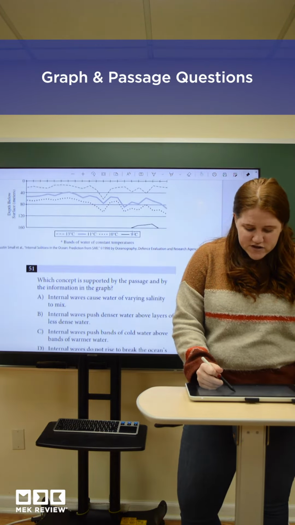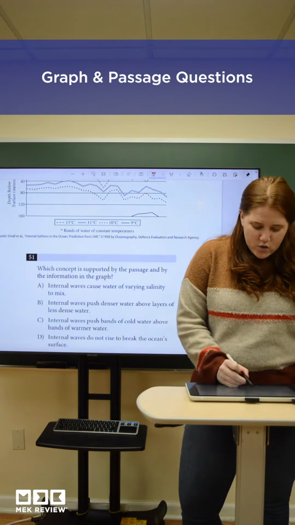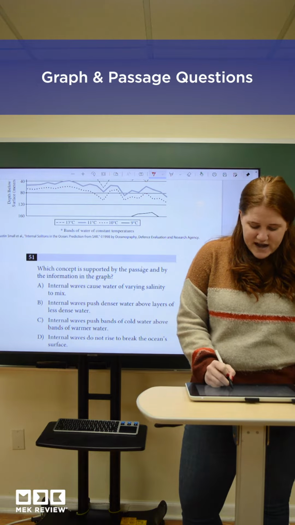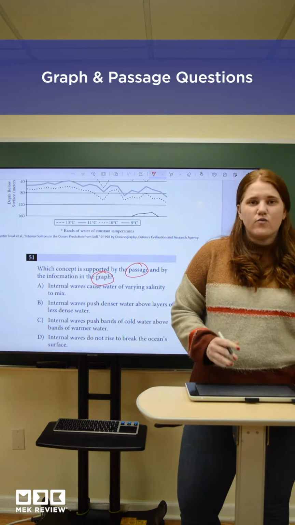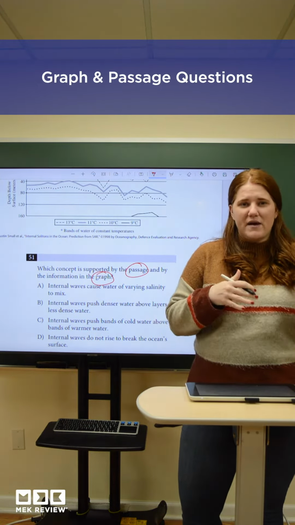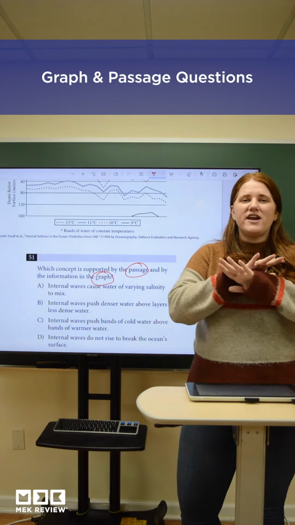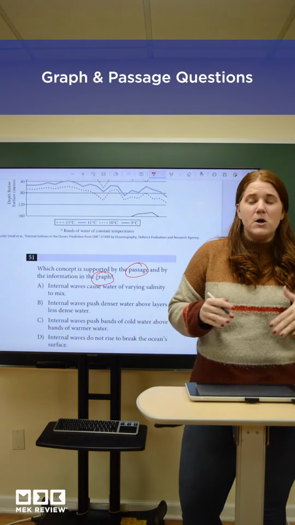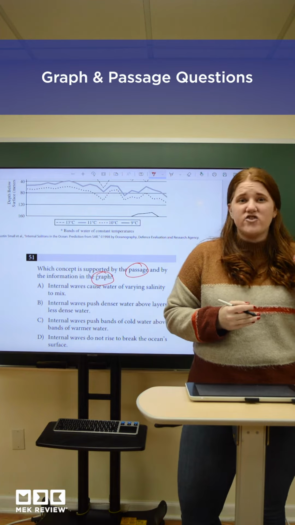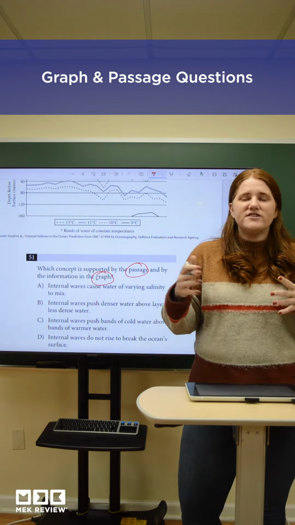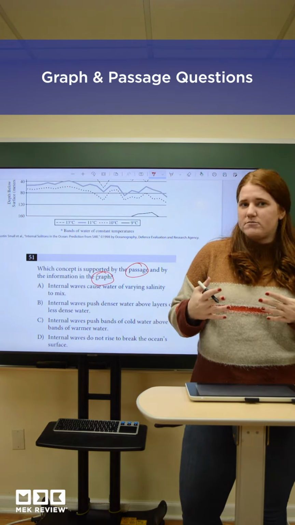So these questions look something like this. Which concept is supported by the passage and by the graph? Rather than going back and forth between the passage and the graph, you at first want to ignore the passage entirely. Most of the time you can get the right answer just by reading the graph. Other times you can at least eliminate it to the top two.